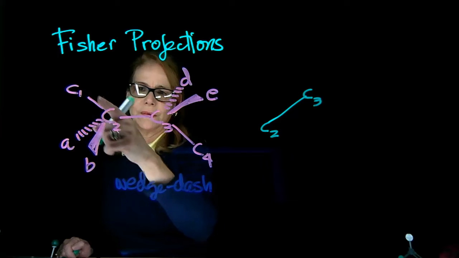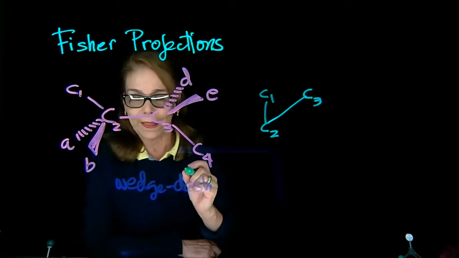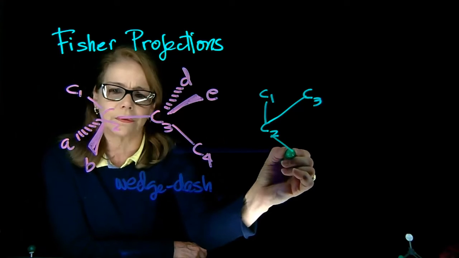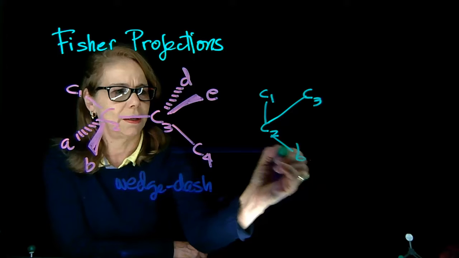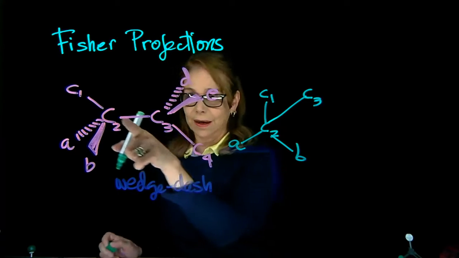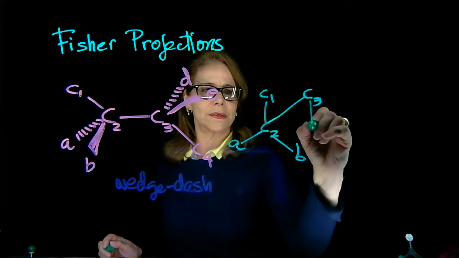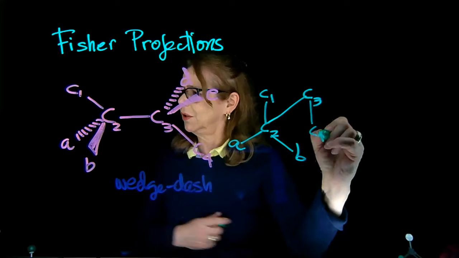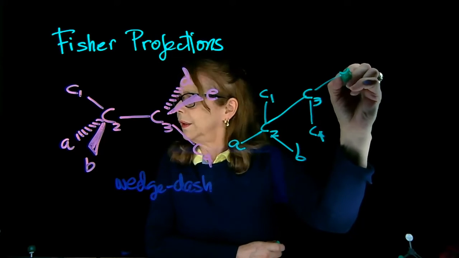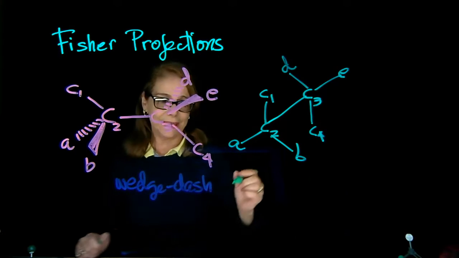And now you see that going up here, you have C1, and say my view is here. On the right side, I have B, and here I have A. For the carbon 3, here I have now C4 below, and I have here A and D. So that is a sawhorse.